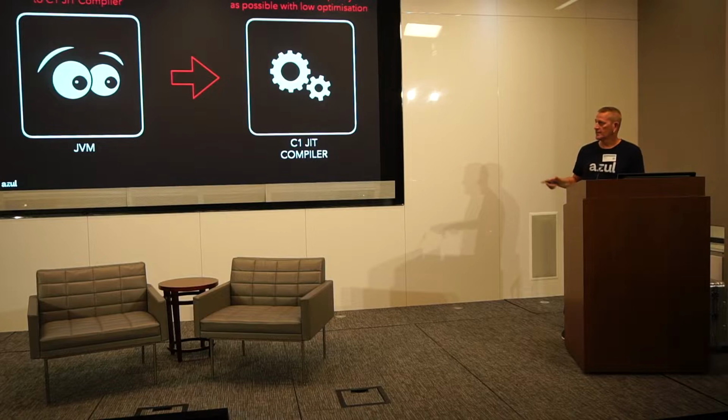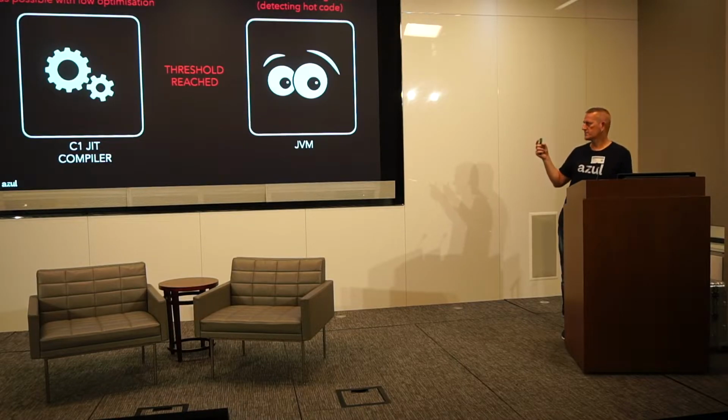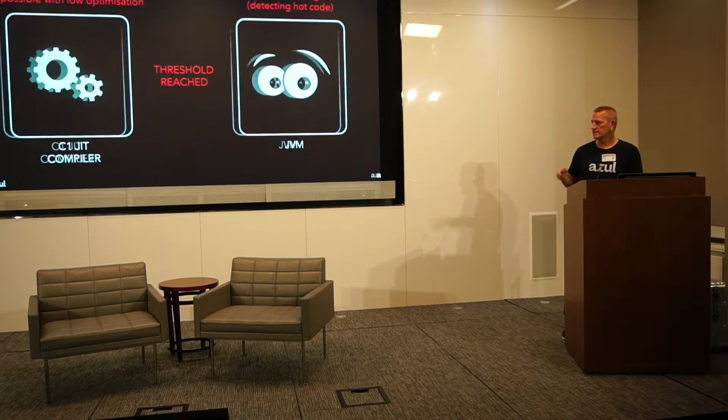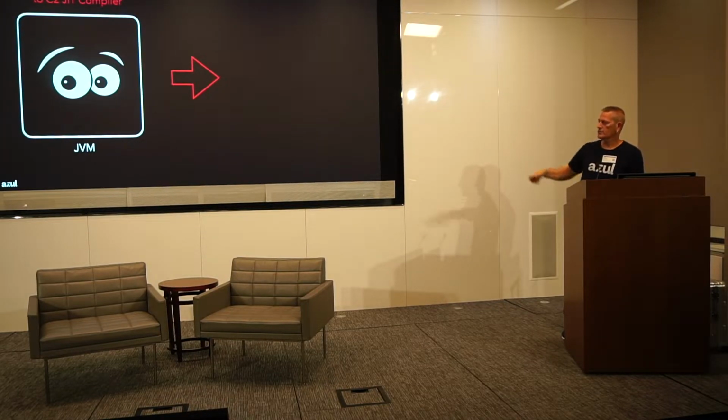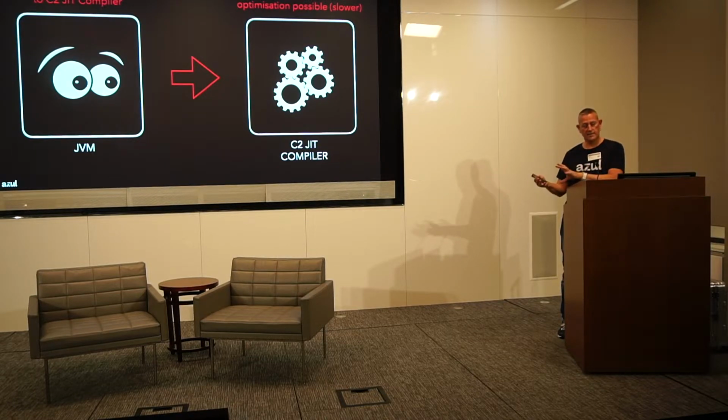And once this C1 compiled code is running, again the JVM is watching that hot code and counts how often it was called. Then there's another threshold, I think it's 10,000 times here. Once this threshold is reached, it takes this code and forwards it, including profile information, to the C2 compiler. The C2 compiler, formerly known as the server compiler, is much more complex and takes longer to compile and optimize the code, but the code that it produces is highly optimized and very fast.